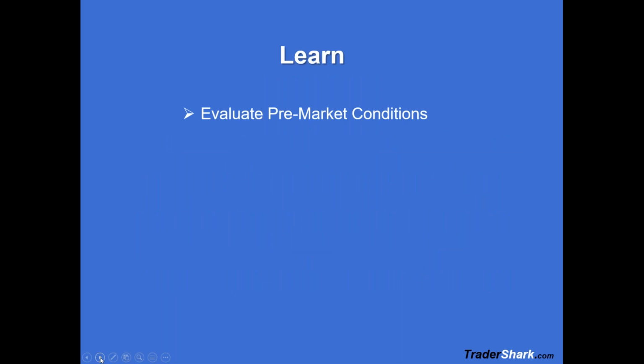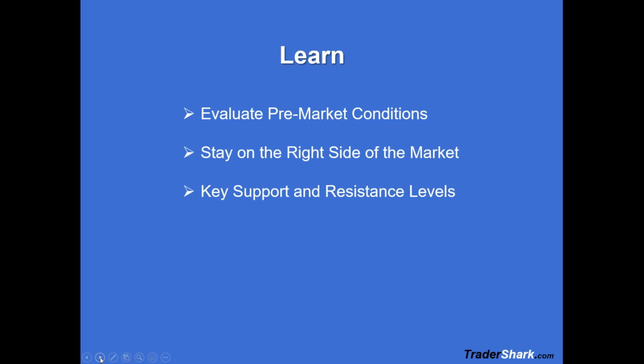What are we going to learn today? I know I'm talking a little bit fast because I got a few minutes short. We're going to evaluate pre-market conditions. We're going to go ahead and stay on the right side of the market. I'm going to show you how to do that. And also key support and resistance levels. This is really the most important part of any type of trading because, as our previous presenter had indicated, we don't know where the inside traders are trading. So key support and resistance levels, I'm going to show you how to calculate those.